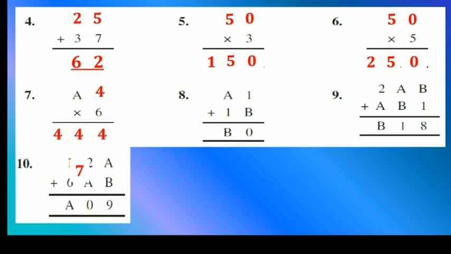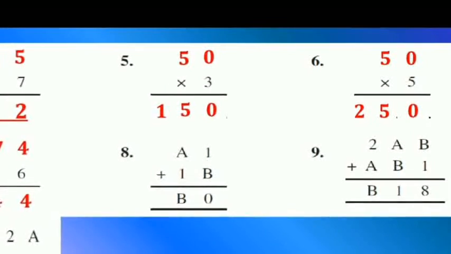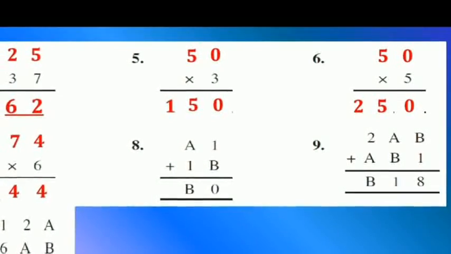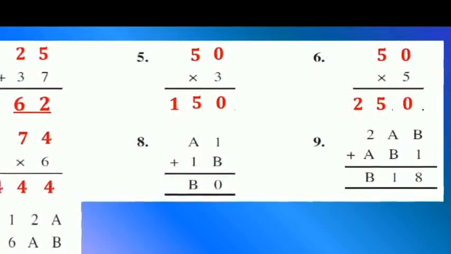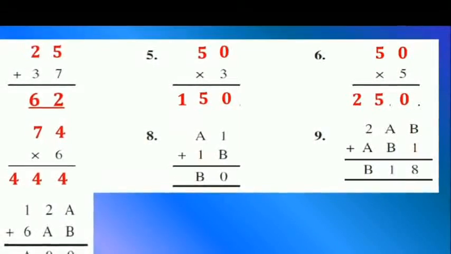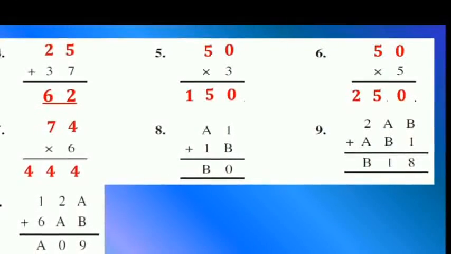Now the next question is A1 plus 1B equals B0. So 1 plus which number gives us 0? So here since 0 is smaller than 1, we could assume that there is a carryover. So 1 plus which number gives us 10? So it would be 9. So the value for B would be 9.